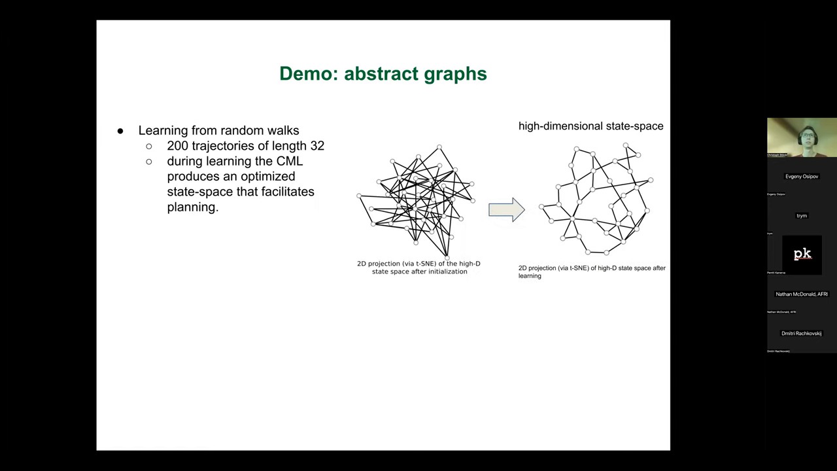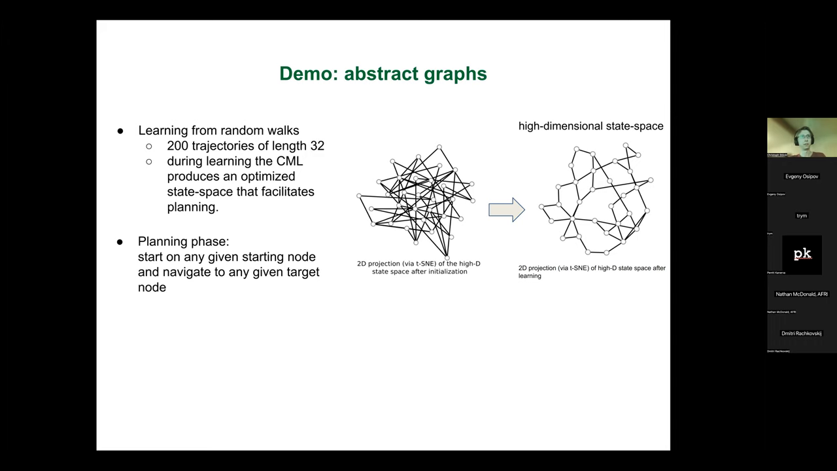And here you can already see the result of what happens after learning. On the left, you can see the graph projected into 2D via t-SNE of the randomly initialized state space before learning. And after learning, you can see that it has a lot more structure. So you can already intuitively see that there is now a lot more a sense of direction in this 2D t-SNE embedding. And of course, the CML uses for planning a high dimensional version of the graph where the sense of direction is even better.